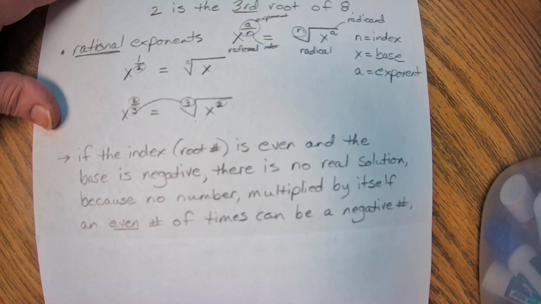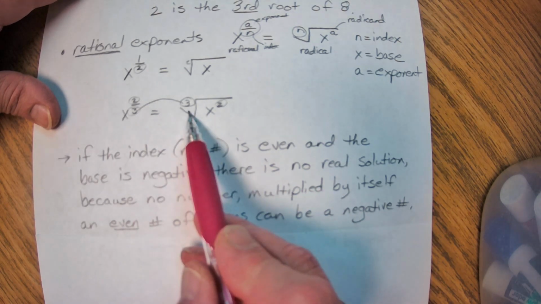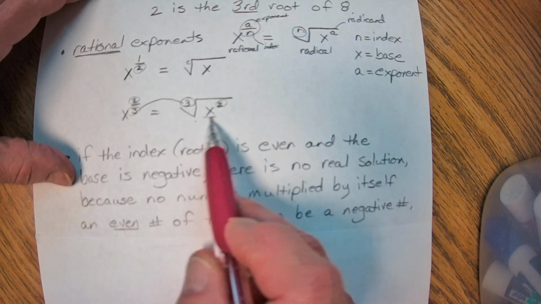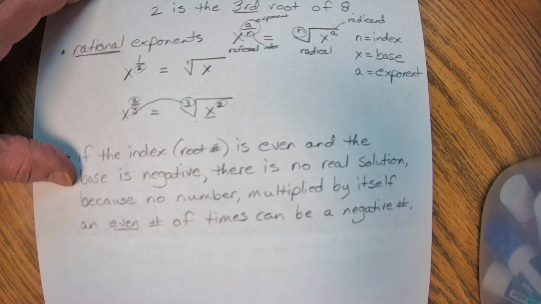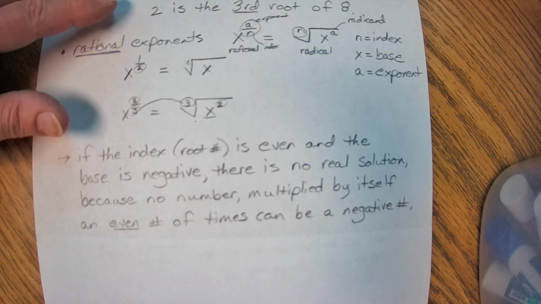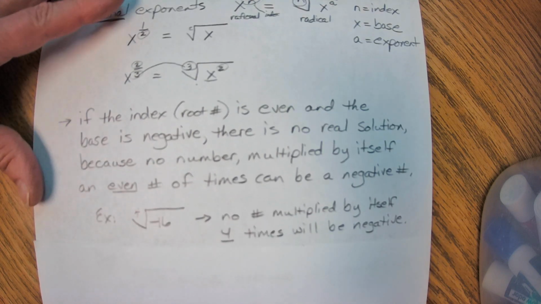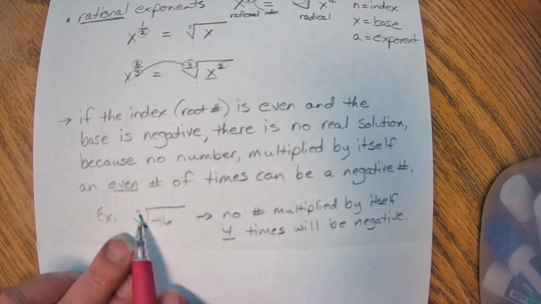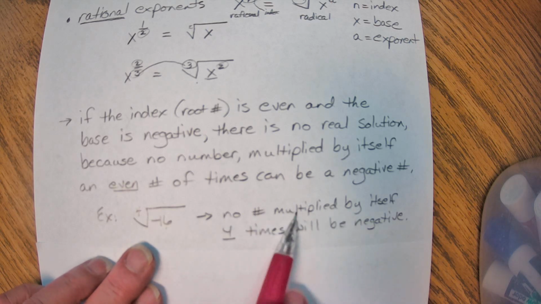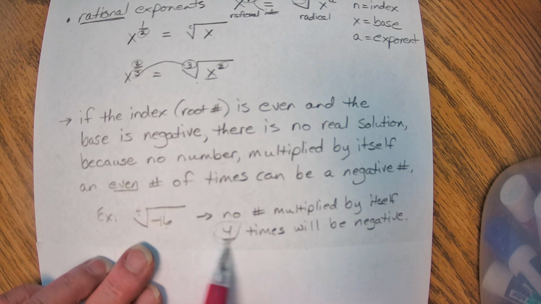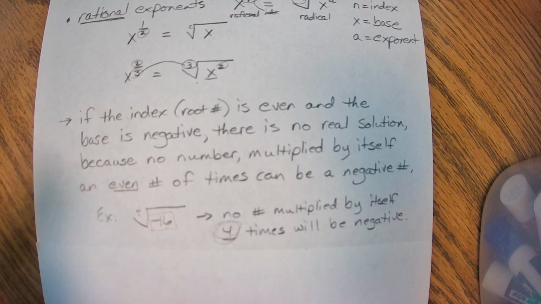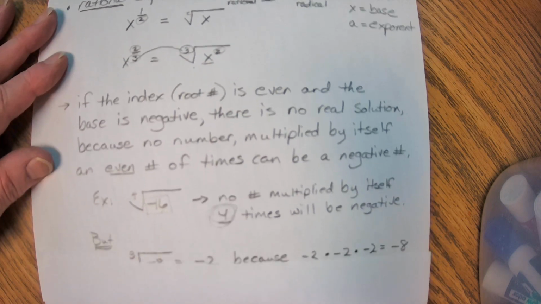Okay, another thing to note, that if the index number, this number right here, is even and the base is negative, there's no real solution, because no number multiplied by itself an even number of times can be a negative number. For example, if I was trying to find the fourth root of -16, there is no number multiplied by itself 4 times, an even number of times, that will give me -16. So there's no real solution to that.